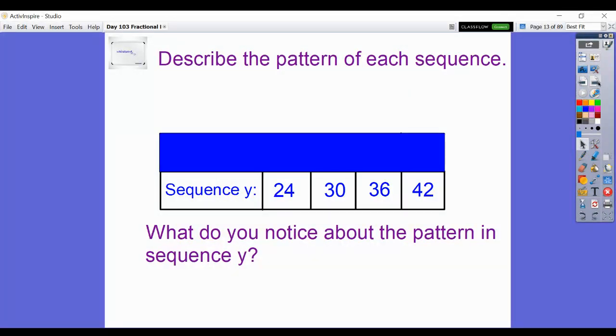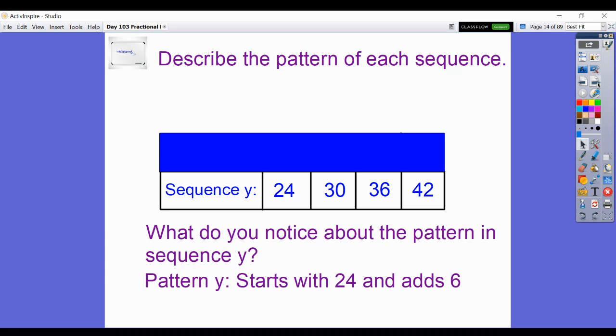Sequence Y is 24, and from there you add a certain number each time. Again, hopefully you got 24 and add 6. And if you're not sure, you can just count up. Count up from 24 to 30, you should get 6. Count up from 30 to 36, you should get 6. Hopefully you can look at that and determine that it is 24 and add 6.